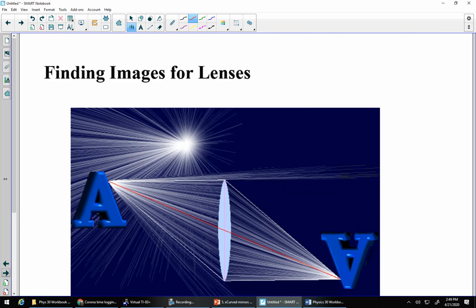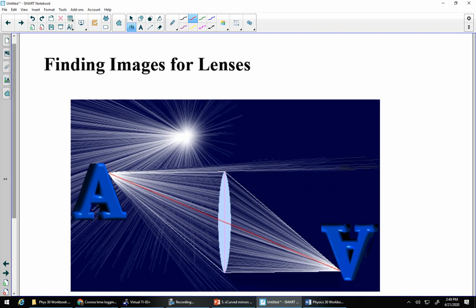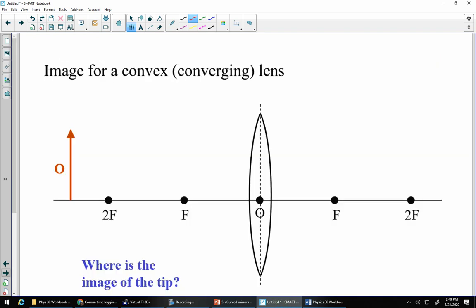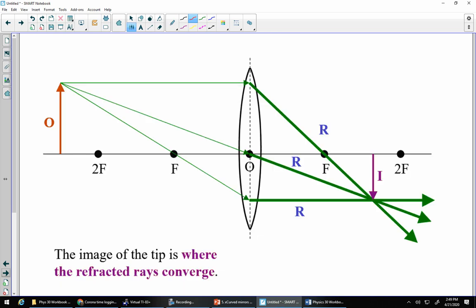So for lenses, the big thing is when we're finding the images in lenses, you need to use both focal points. You have to use both of them. So I always start with my parallel ray. Always, always, always start with my parallel ray. And then I think, okay, if it's converging, I know it's going to go towards the principal axis. If it's diverging, I know it's going to go away from the principal axis.